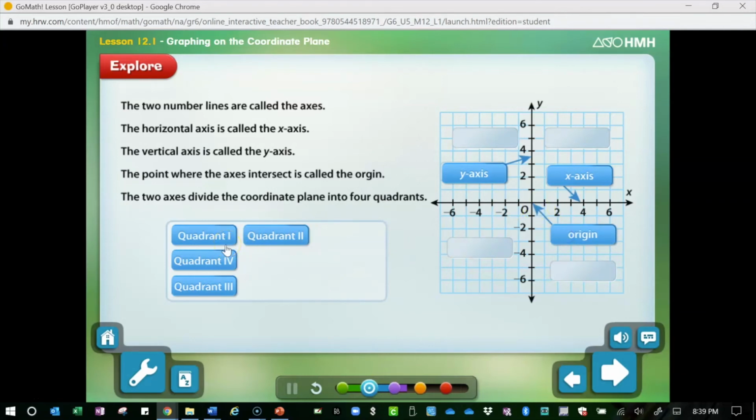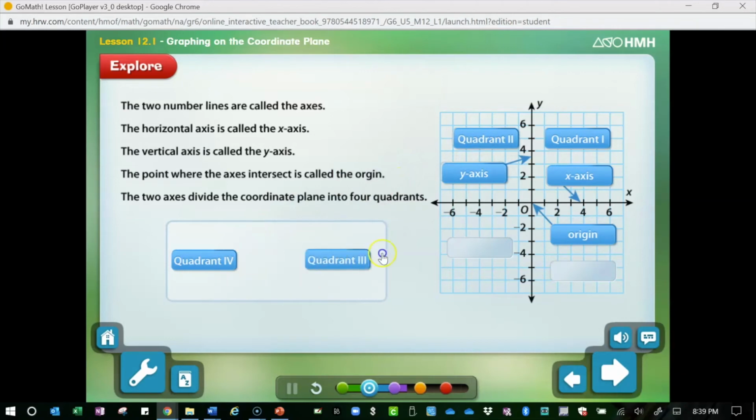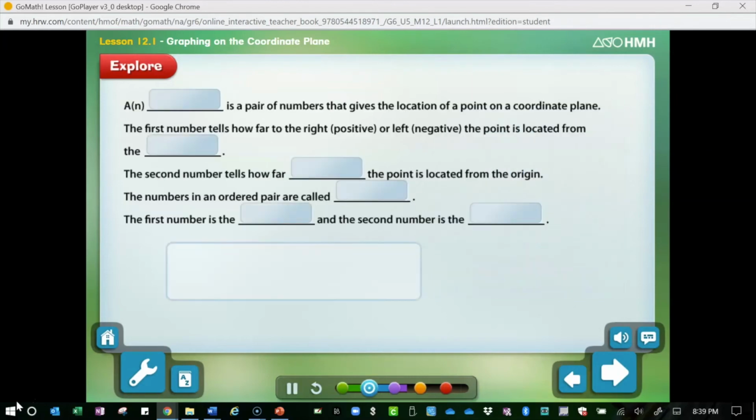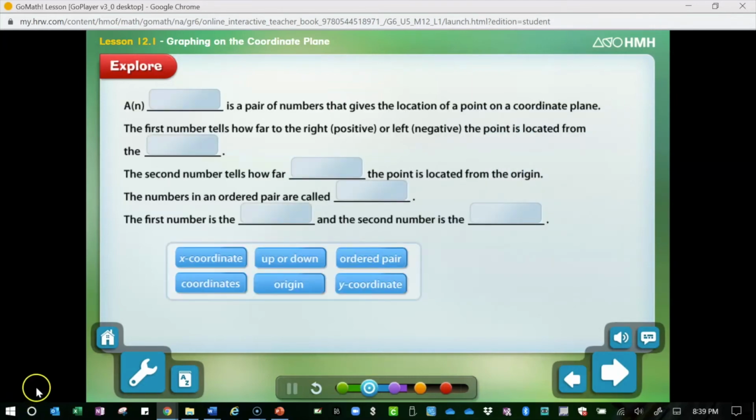And the axes divide the coordinate plane into 4 quadrants. This is quadrant 1, this is quadrant 2, this is quadrant 3, and this is quadrant 4. Let's see how we did. Correct. The 4 sections are called quadrants. The number lines are axes. Where they meet is the origin. Now let's answer some questions about coordinates.